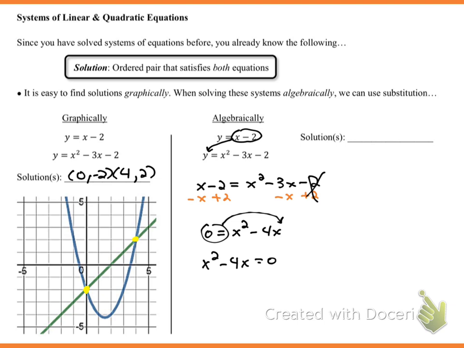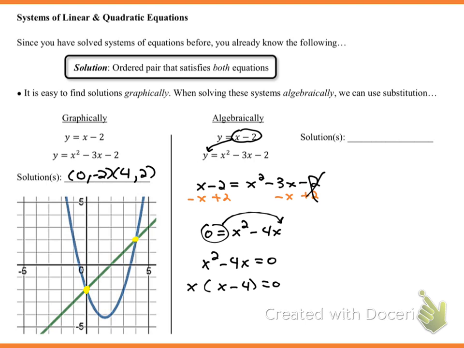So from there, okay, we want to factor to solve. What's our first step whenever we factor? Greatest common factor. Nice work. Greatest common factor. So what would be the GCF here? X, good. You take out an x. That leaves us with x times x minus 4 equals 0.